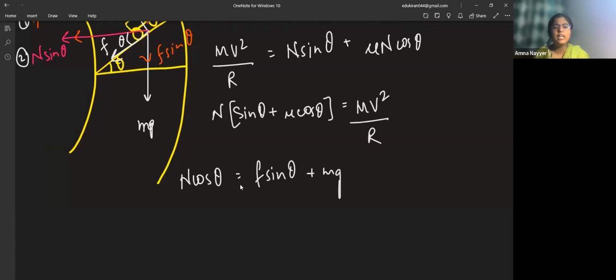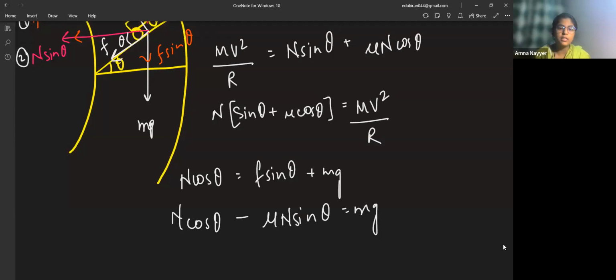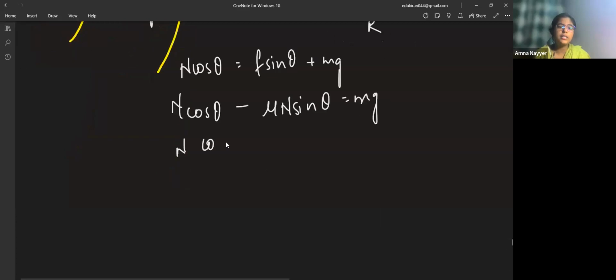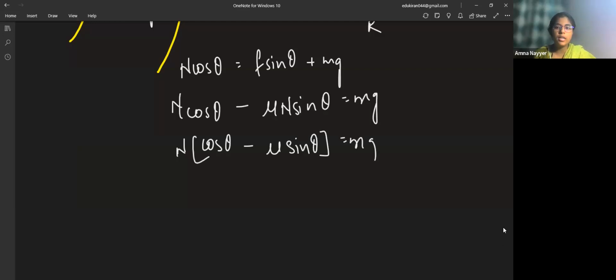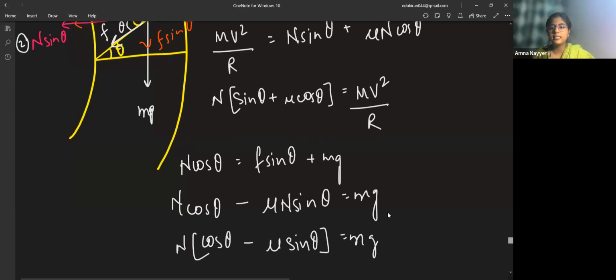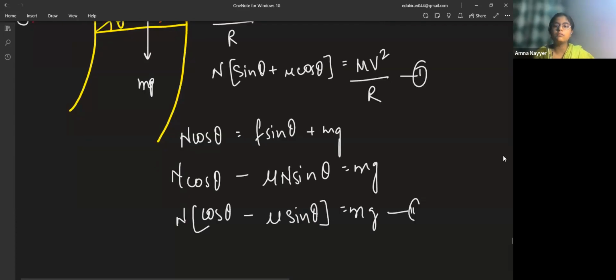Again, f sin theta. Or let's do one thing. Let's bring f sin theta here: n cos theta minus f sin theta, and instead of f, I am writing mu n sin theta, is equal to mg. So again I can take normal reaction common. I'm left with n times cos theta minus mu sin theta, equal to mg. Now I have two equations. One equation that I have obtained from the x-axis, and the second equation I have obtained along the y-axis.